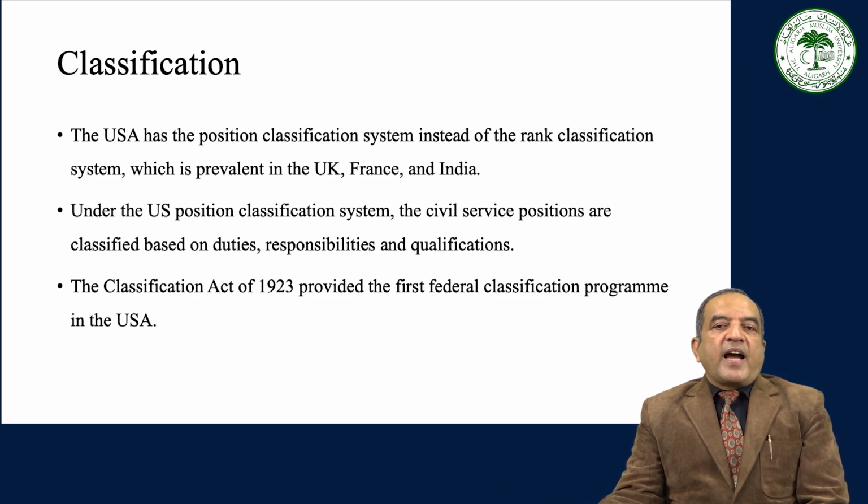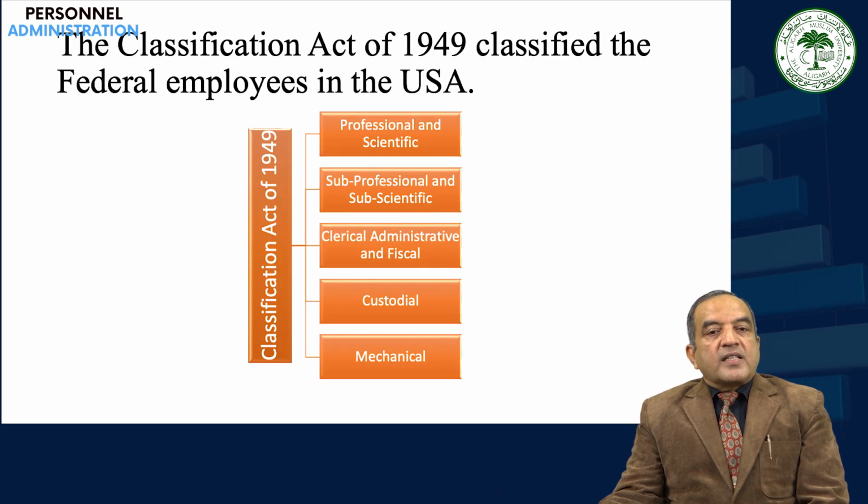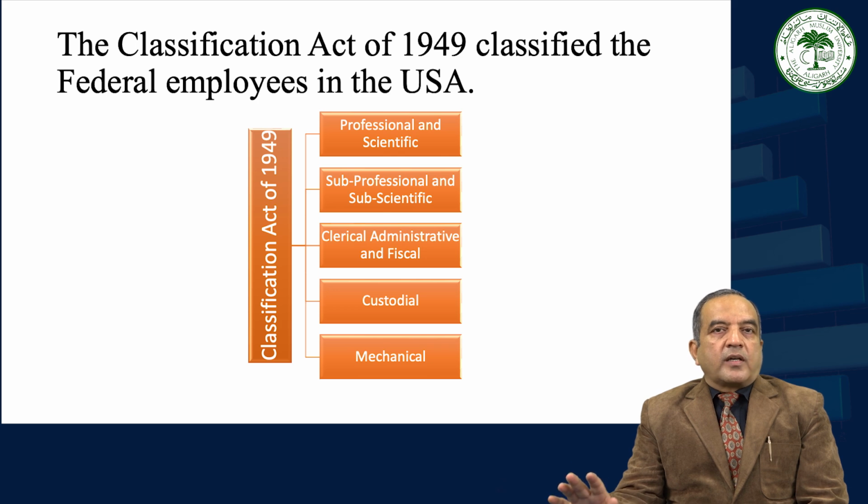The Classification Act of 1923 provided for the first federal classification program in the United States of America. It defined grades, qualifications, and salary ranges. This act was revised in 1949. The Revised Classification Act of 1949 classified the federal employees in the United States into five services.